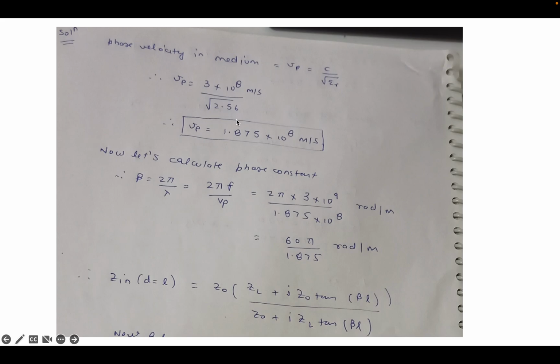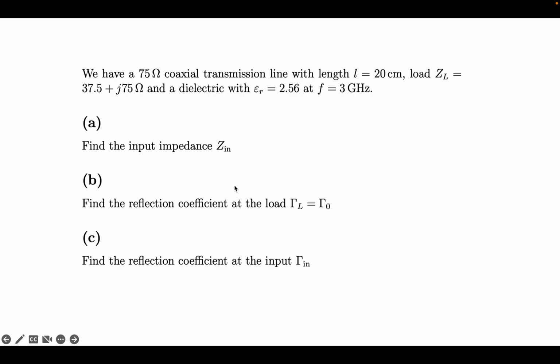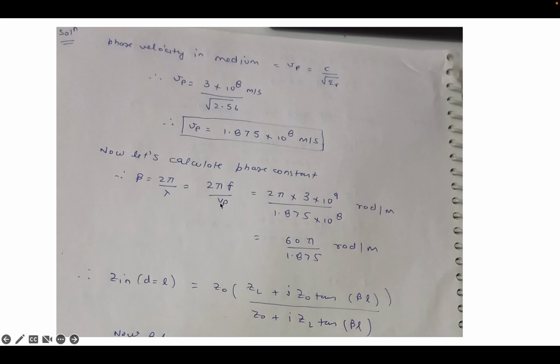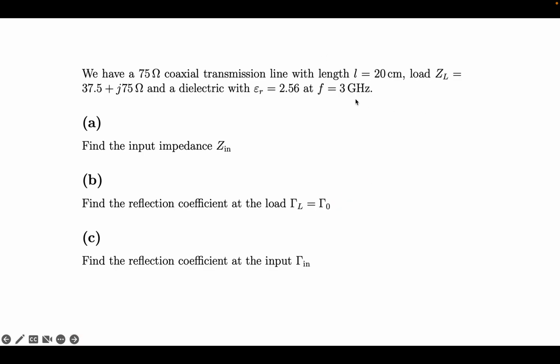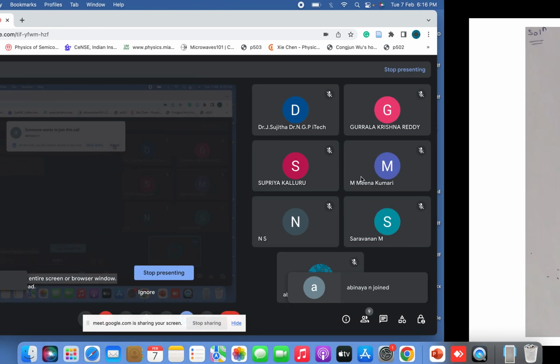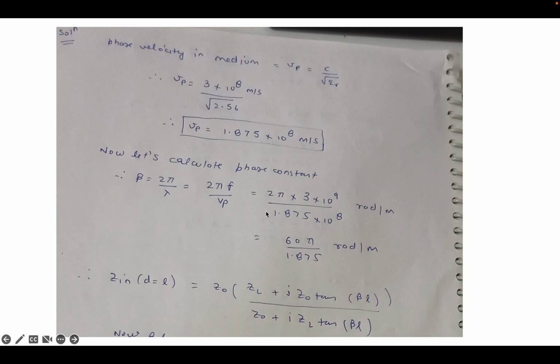Now one can go on and calculate the phase constant. We know beta, the phase constant, is 2 pi by lambda, which has a unit of radian per meter, right? And lambda can be defined as Vp by f, where Vp is the phase velocity and f is the frequency. If you go to the problem, you have the frequency and you also now know the phase velocity, so one can calculate the phase constant. I can plug in the values. f is 3 into 10 power 9, because f given here is 3 gigahertz. So it will be 2 pi into 3 into 10 power 9 divided by the phase velocity, which is 1.875 into 10 power 8, because there is a medium, so the phase velocity has slowed down. From there you can calculate beta, which will have this value in radian per meter, right?